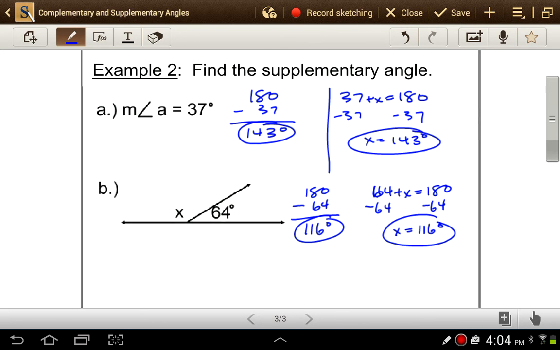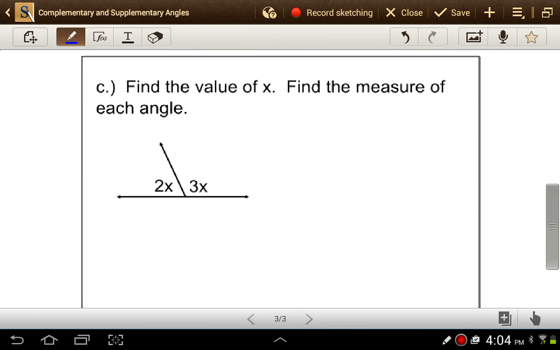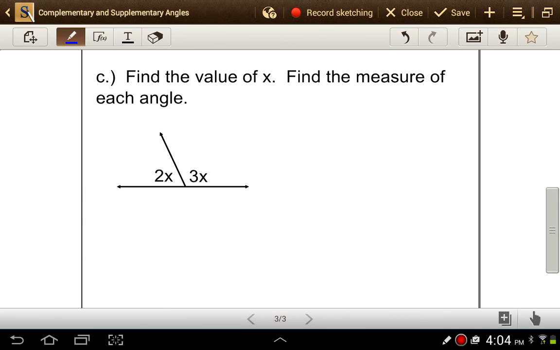In our next example, I'm not giving you angle measures, but I'm giving you in terms of x. So you need to solve these. So just like the last one, I would set them up algebraically. 2x plus 3x, so the two angle measures, equals 180. Combine my x's, so that's 5x equals 180. Then divide both sides by 5, so I would get x equals 36.